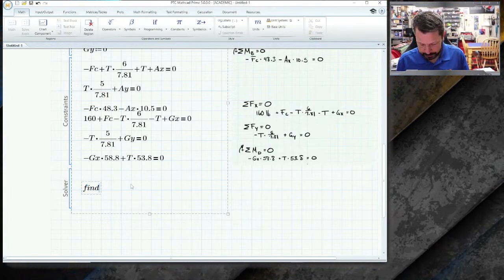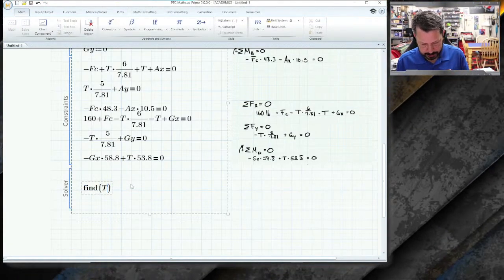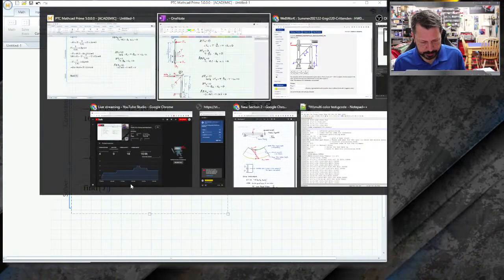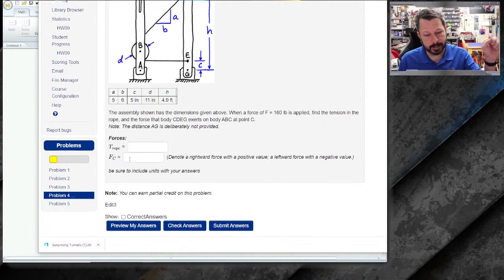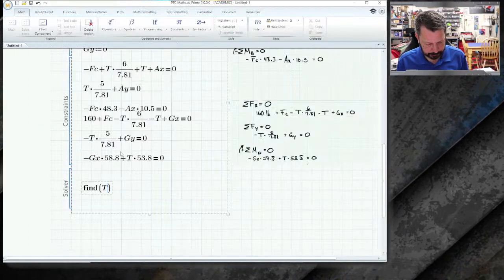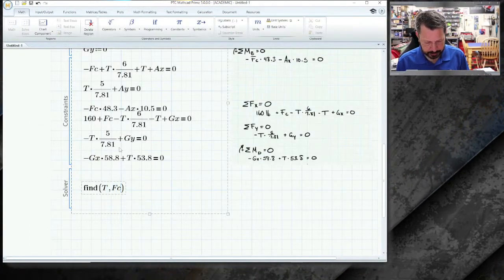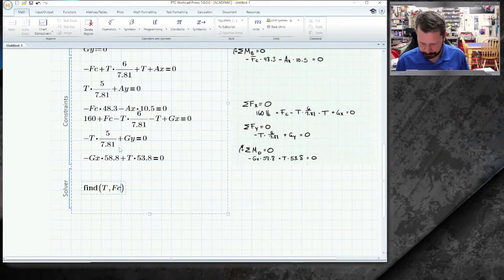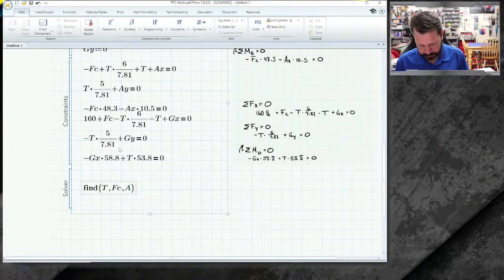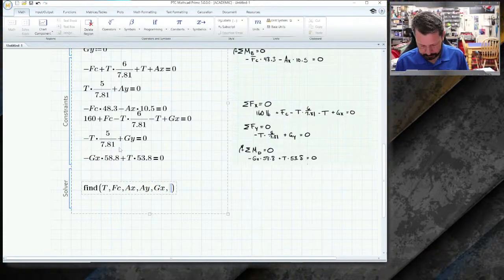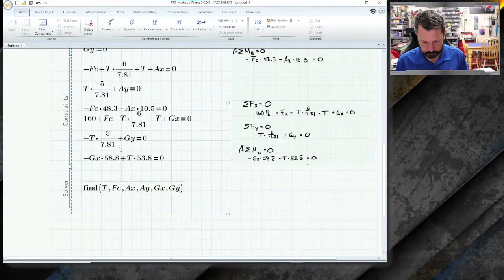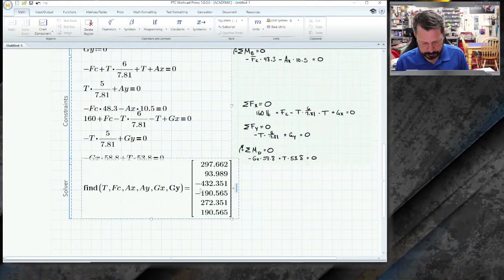So I want to find T. The problem statement is asking for the tension in the rope and the force on that pin at C. So I want to do those first. Find T and FC. In order for it to solve, I think I need to have all of them: AX, AY, GX, GY. All right, we get some numbers.